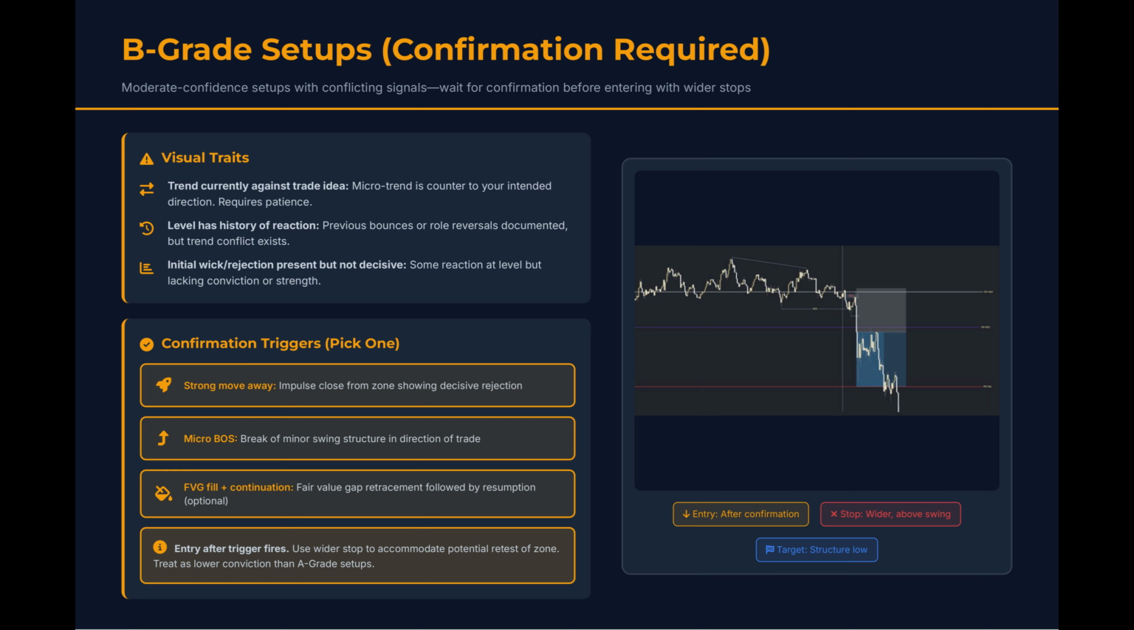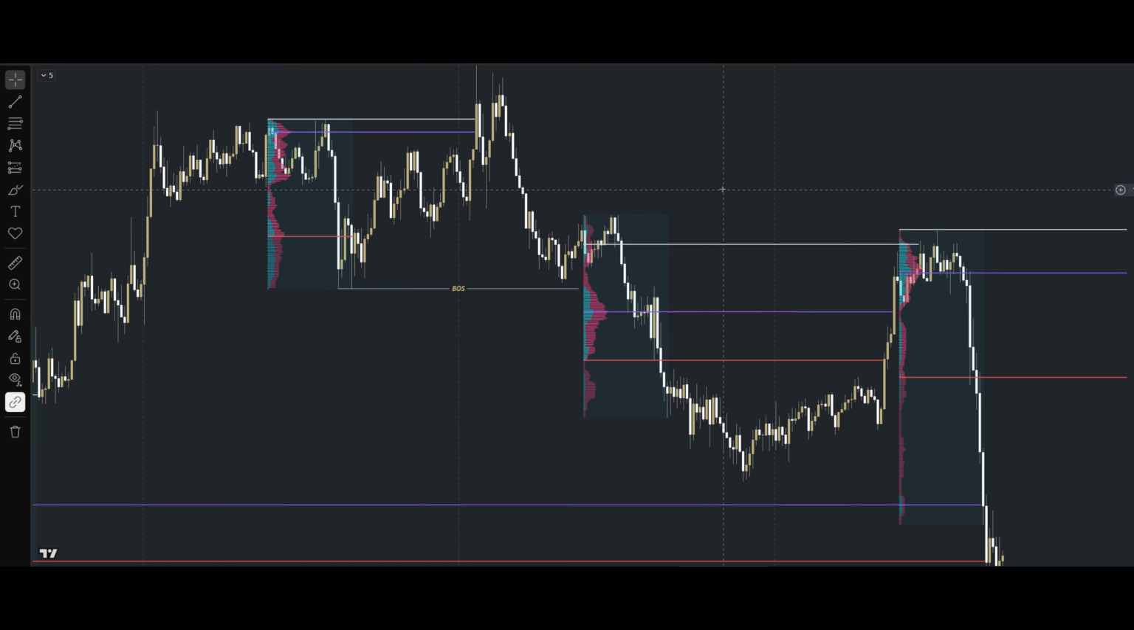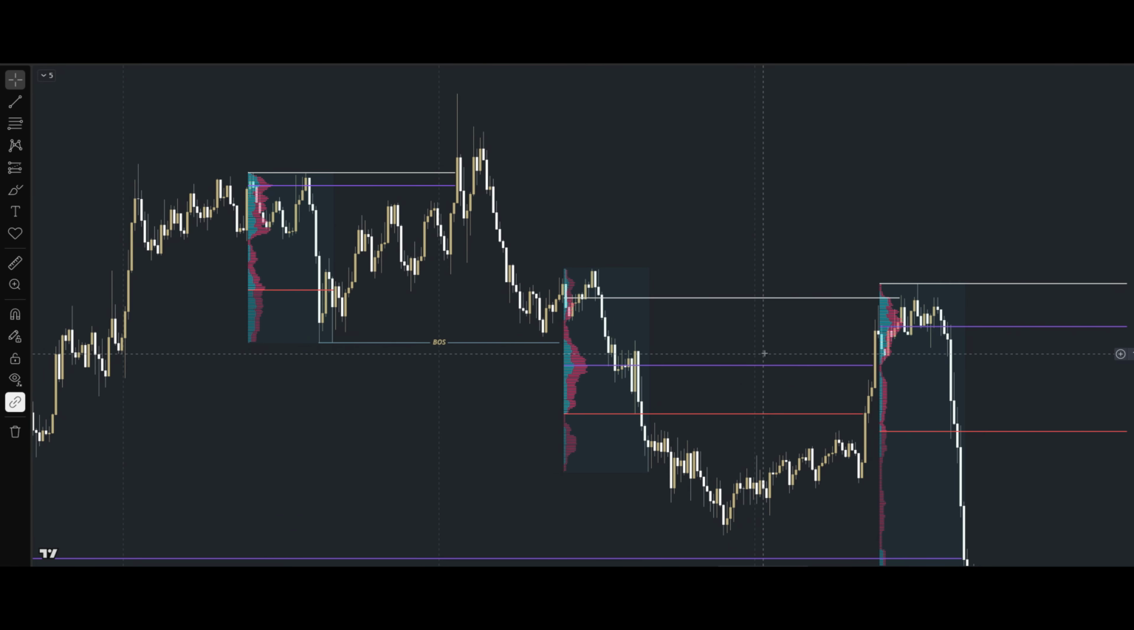Wait for confirmation. Strong move away, micro break of structure, or fair value gap continuation. Use wider stops. These trades require patience, but they can be just as profitable as A-grade setups when executed with discipline. All right, so this is an example for the Class B setups.